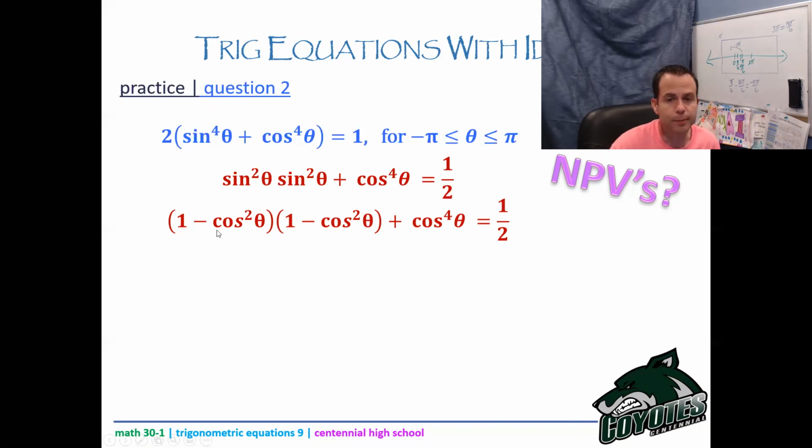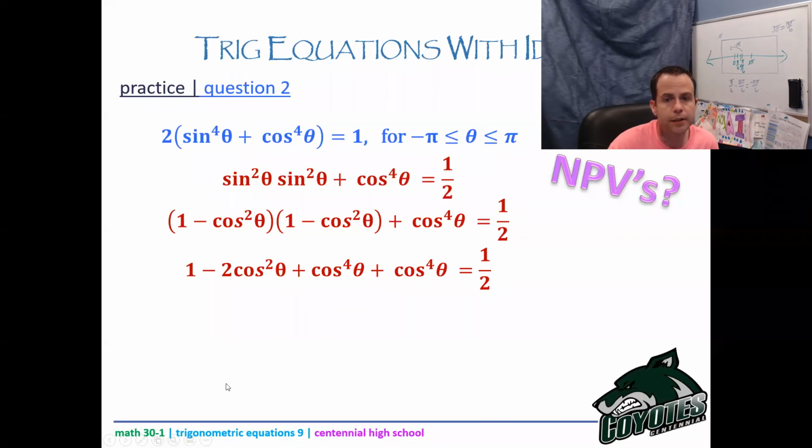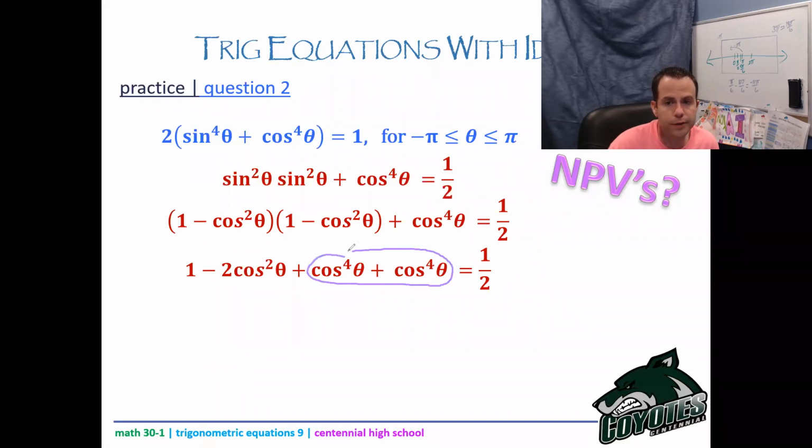Okay, so this is where it gets a little messy though, because I have to FOIL this. So I've got 1 times 1, I've got negative cos squared, I've got negative cos squared, and I've got cos to the 4. So all together there, that'll be 1 minus 2 cos squared theta plus cos to the 4. Now, I want to work on cleaning this up a bit. I've got 2 cos to the 4s here, so that'll be 2 cos to the 4 theta.